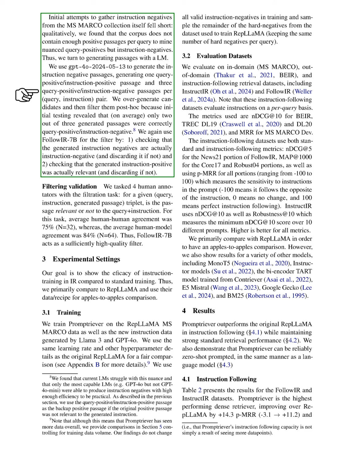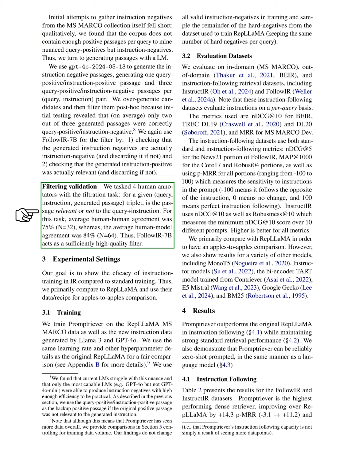We generated more candidates than needed and filtered them afterward, as our tests showed that only about 2 out of 3 generated passages were correctly classified. We again employed FollowIR-7B for filtering, by ensuring the generated instruction negatives were indeed instruction negative and that the instruction positive passages were relevant.